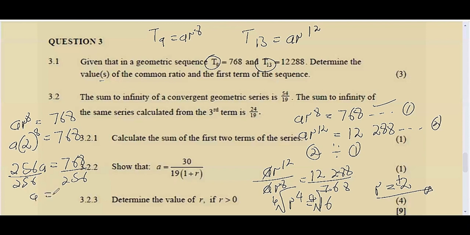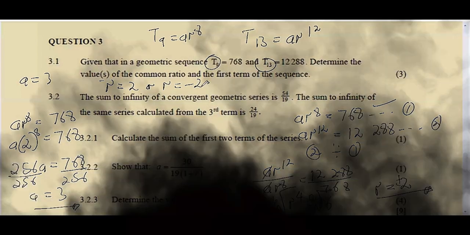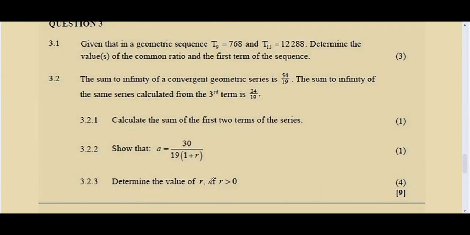So my A is equals to 3. My A is equals to 3. So now you found the value of A. Your A is just positive 3, but your R can be 2 or negative 2, right? So hence they said the values of the common ratio. Okay, so 3.2.3 says determine the value of R if R is greater than 0, right?